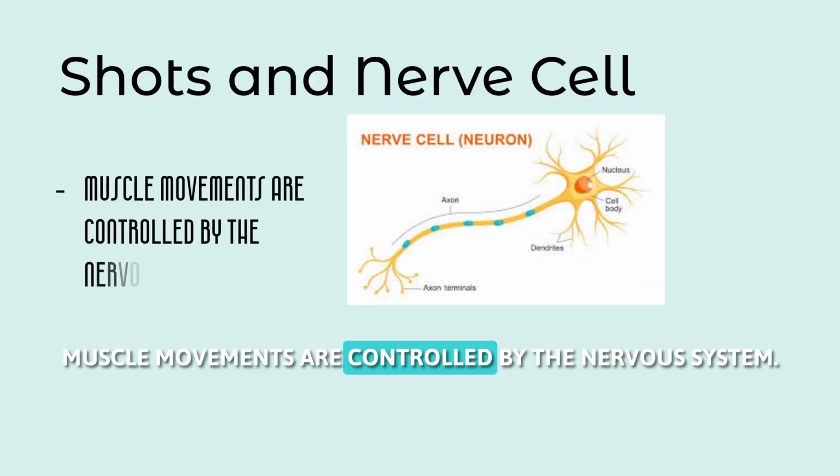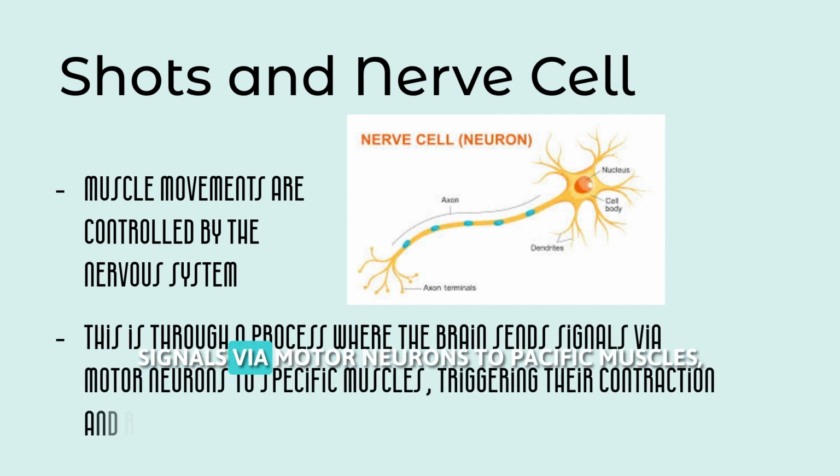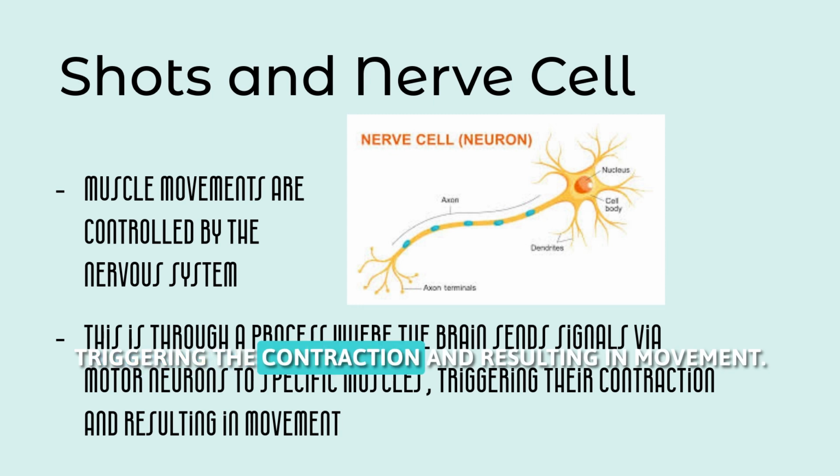Muscle movements are controlled by the nervous system. This is through a process where the brain sends signals via motor neurons to specific muscles, triggering their contraction and resulting in movement. Here is an example of both voluntary and involuntary reactions.